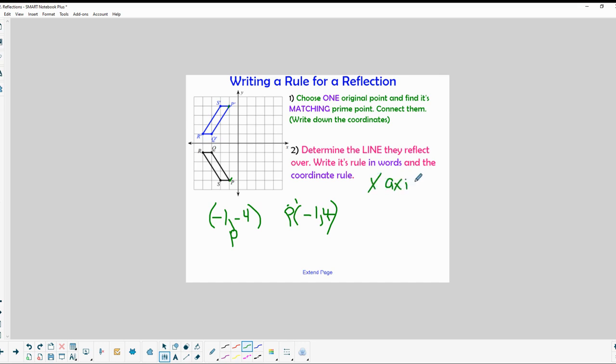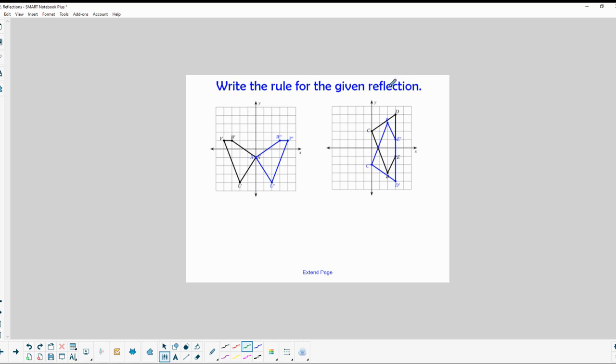Okay, so we're just kind of using the two little rules that we've already learned today. Okay, write a rule for the given reflection. So this one reflected over the y-axis. So you'll remember that for the rule for going across the y-axis, the x values become their opposite. Y values stay the same. Okay.